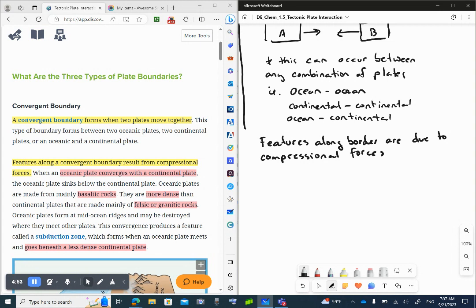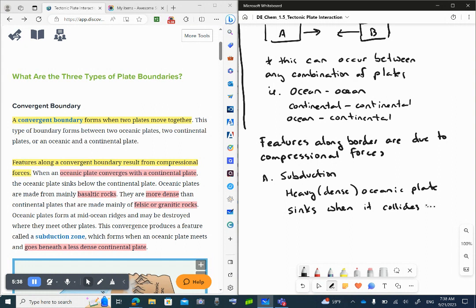Okay. There's this idea of subduction, maybe we should, yeah, we'll go ahead and say that, subduction. Okay, and this is where you have heavy, or what we say dense, oceanic plate, when it converges or it collides with continental plate, sinks when it collides with continental crust, which is less dense. Okay, and you got to know these things.